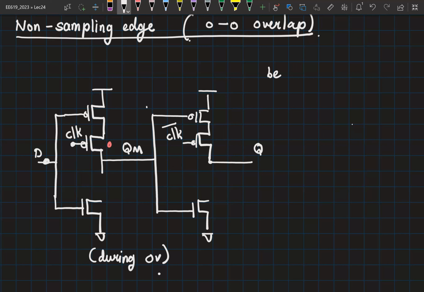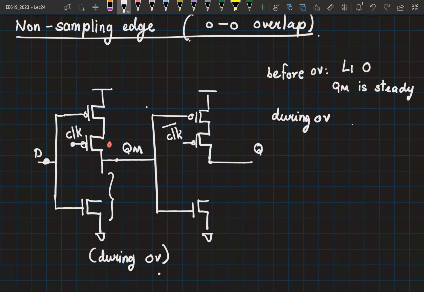Okay. Now quickly tell me, before the overlap, what is the state of L1? L1 is opaque. Okay. Which means can QM get corrupted? Right. So QM remains steady. Now during the overlap, this is the circuit. Now if I am looking at the node QM, it now doesn't have a pull down path to discharge. Correct? It only has a pull up path. Which means what transition should I be looking at the input? It should be 1 to 0, right?